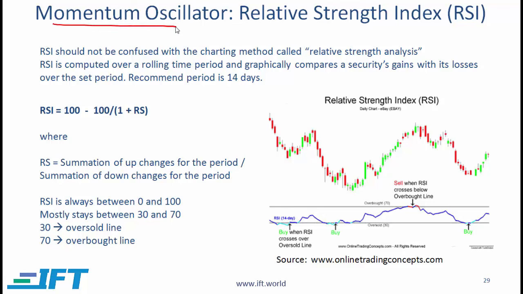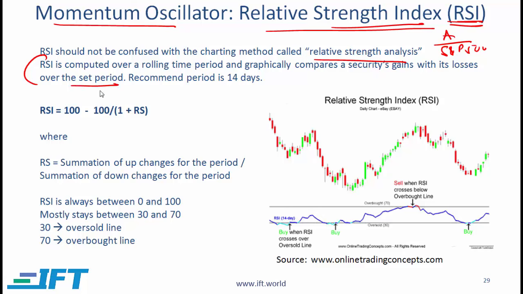The second momentum oscillator we'll talk about is the relative strength index. The relative strength index should not be confused with the charting method called relative strength analysis. This is where we had the price of stock A divided by the S&P 500. What we are talking about here is a little different. This is called the relative strength index. This is a momentum indicator. RSI is computed over a rolling time period and graphically compares a security's gains with its losses over the set period. Typically that set period is 14 days, but it could be different. Here is the formula.